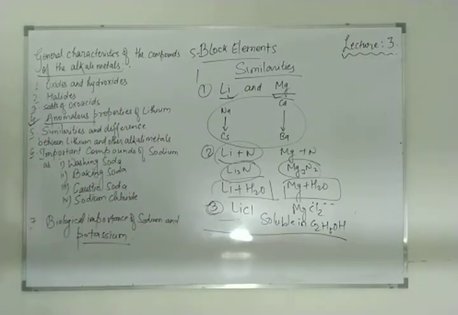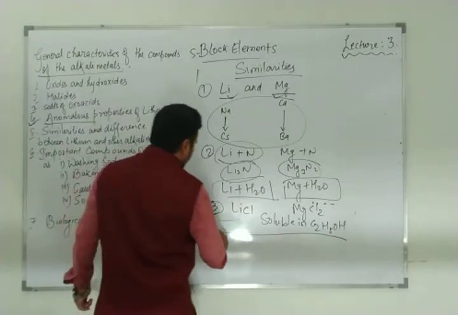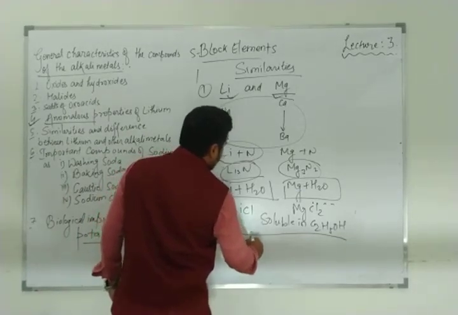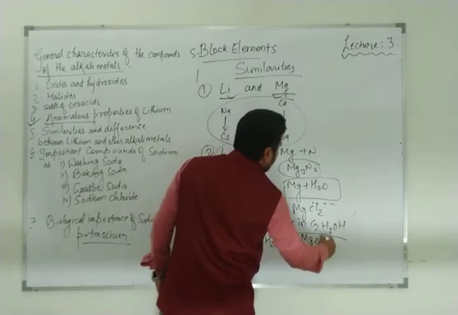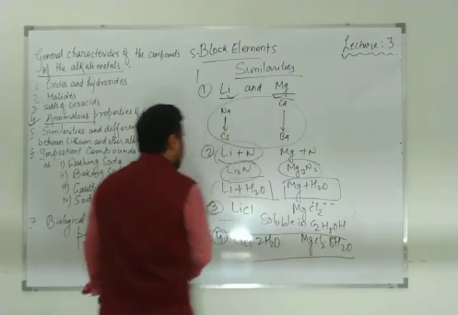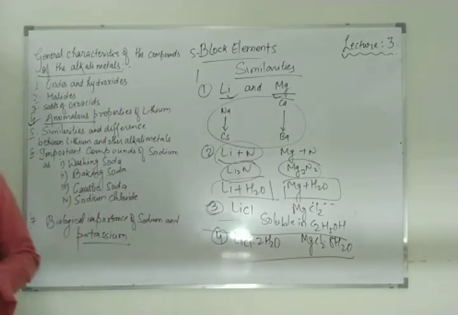Last but not the least, both lithium chloride and magnesium chloride are deliquescent and crystallize from aqueous solution as hydrates. The lithium hydrate is LiCl·2H2O and the magnesium hydrate is MgCl2·8H2O. Means they both form hydrated forms. So dear students, these were the similarities of lithium and magnesium in comparison to other alkali and alkaline earth metals.